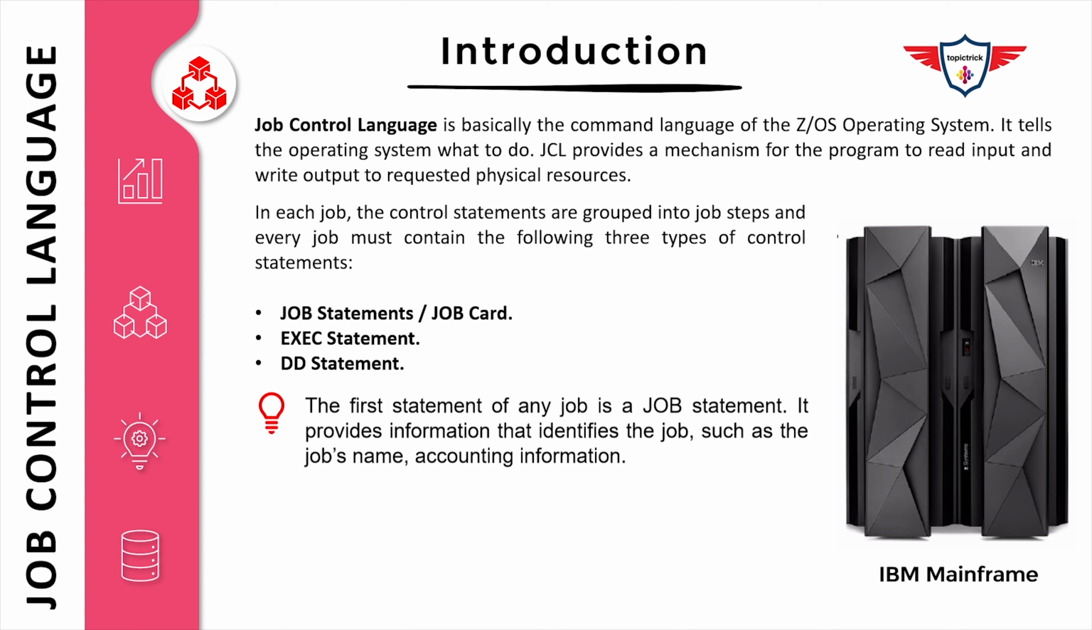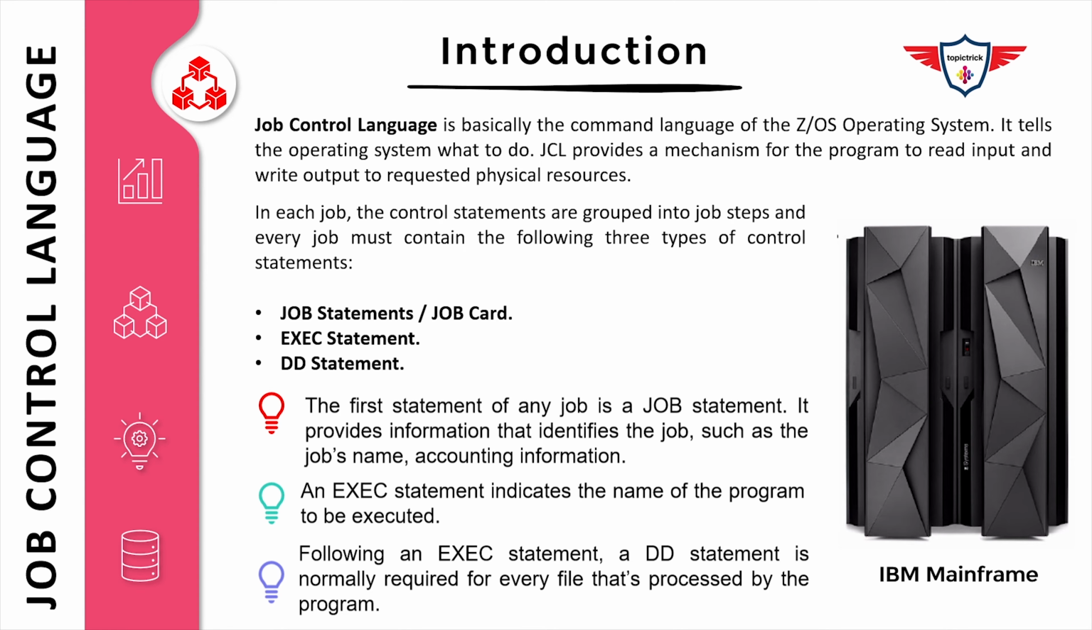Now let's look at the sequence of these job control statements in a JCL. So the first statement of any job is a job statement or a job card. It generally provides information related to a job and it has a couple of different parameters, for example, job name, accounting information, message class, message level, etc. An execute statement is the second statement and it generally follows the job statement. And finally, you have the DD statement, which is required for every file that is processed by a program.